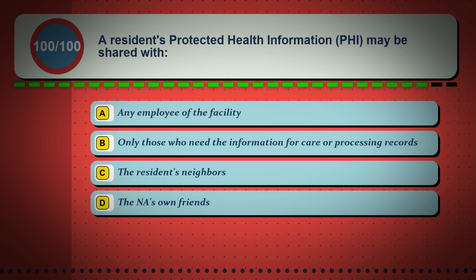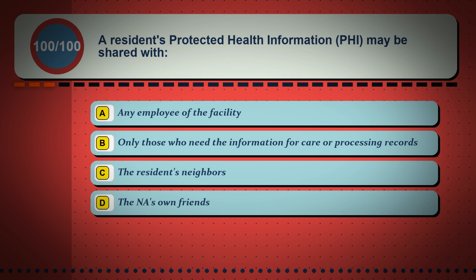Question 100. A resident's protected health information, PHI, may be shared with: Option A, any employee of the facility. Option B, only those who need the information for care or processing records. Option C, the resident's neighbors. Option D, the NA's own friends.